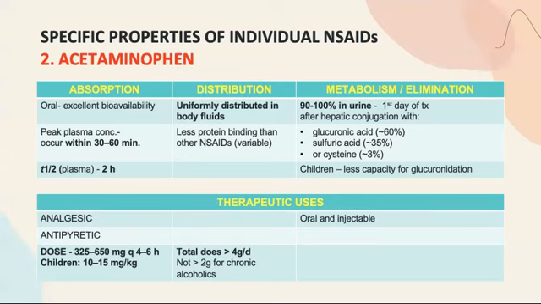The conventional oral dose of acetaminophen is 325 to 650 milligrams every 4 to 6 hours. The total daily dose should not exceed 4 grams, or 2 grams per day for chronic alcoholics. Single doses for children 2 to 11 years of age depend on age and weight. So it's around 10 to 15 milligrams per kilogram computed dose. No more than 5 doses should be administered in 24 hours. An injectable preparation is available.